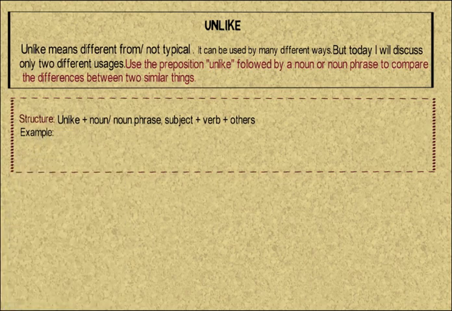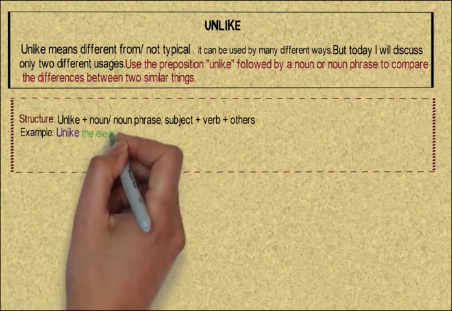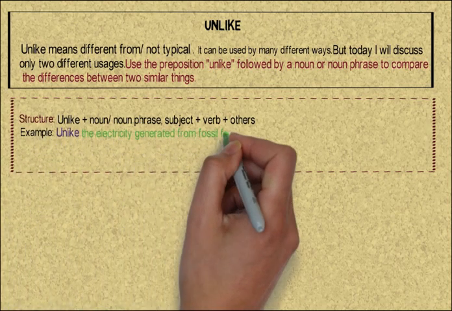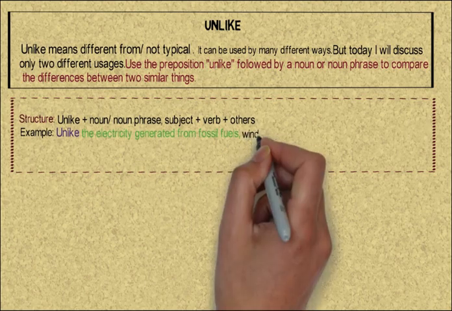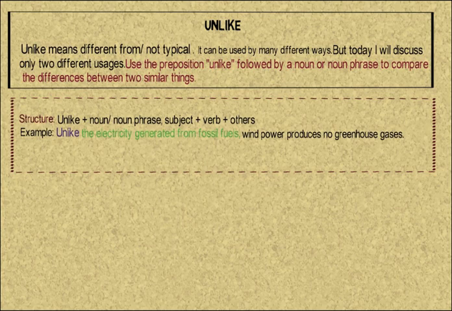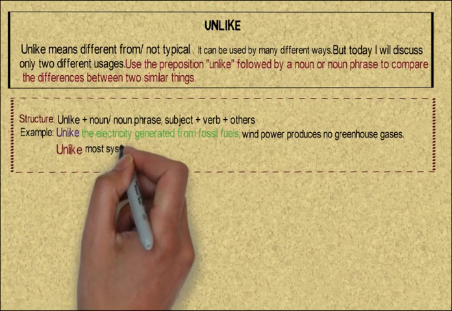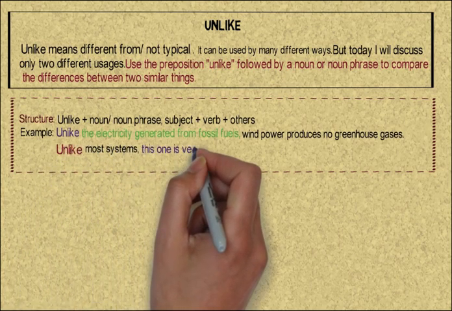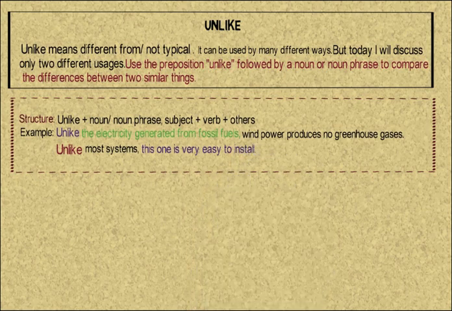Example is unlike the electricity generated from fossil fuels, wind power produces no greenhouse gases. Unlike most systems, this one is very easy to install.